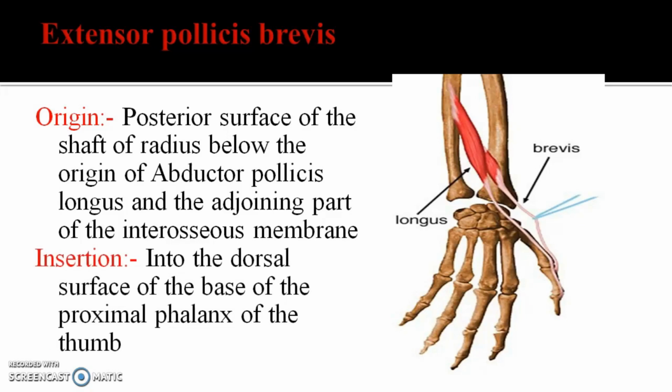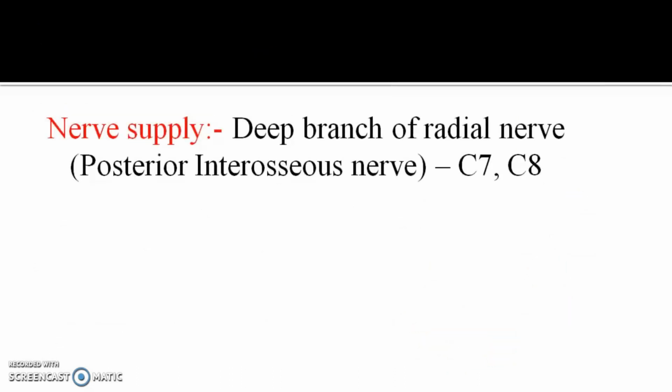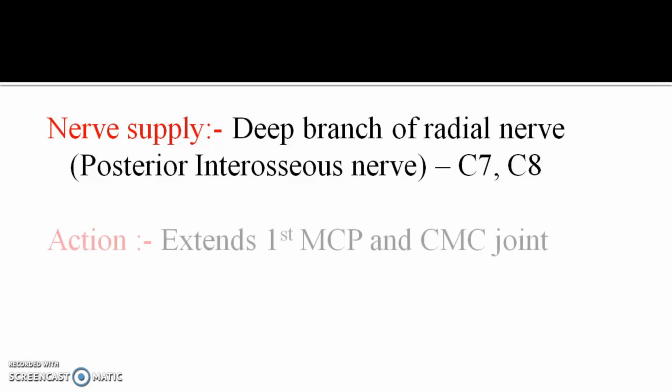The insertion is happening into dorsal surface of the base of proximal phalanx of thumb. There we saw it is going to the base of first metacarpal bone. Here it is going to the proximal phalanx of the thumb. Then it is getting inserted in that place, and the nerve supply of this muscle is again the same branch of radial nerve, and the action will be extension of first metacarpophalangeal joint and carpo-metacarpal joint.